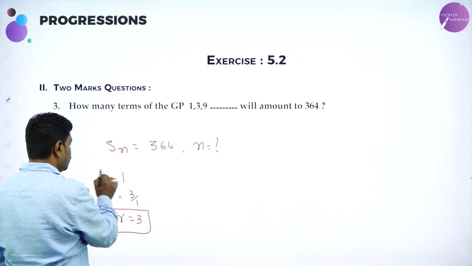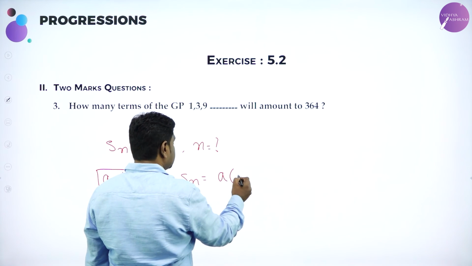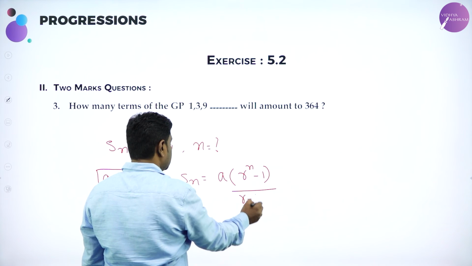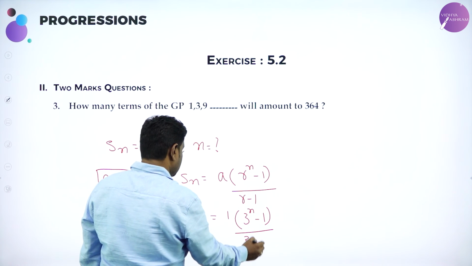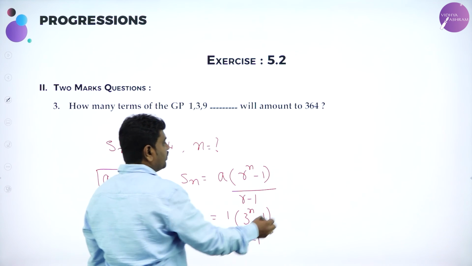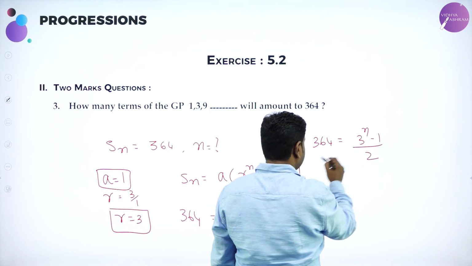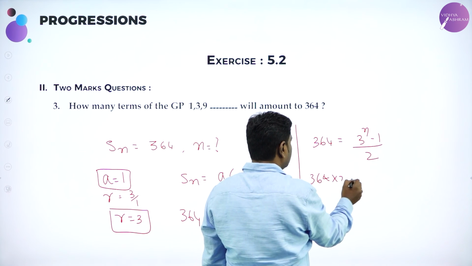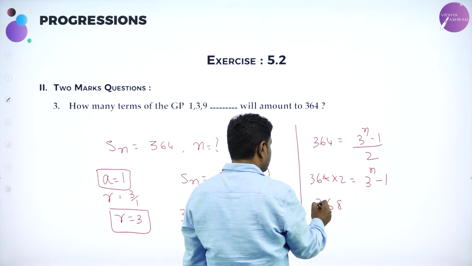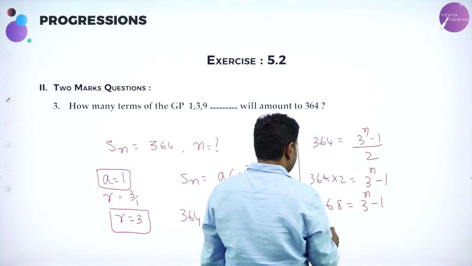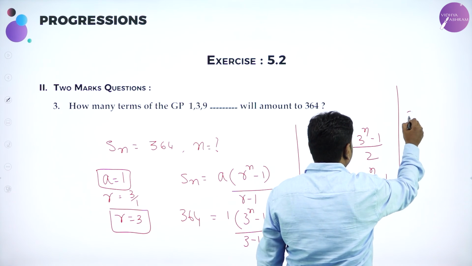You have common ratio with you, you have first term with you, we have sum of n terms. What is Sn? A into r power n minus 1 by r minus 1. So 1 into 3 power n, we don't know, minus 1, divided by 3 minus 1 is LHS, 364. Simplify this further. So 364 into 2 is equal to 3 power n minus 1. So 2 fours are 8, 2 sixes are 12, 2 threes are 6 plus 1, 7. So 3 power n minus 1, so 3 power n is equal to 729.